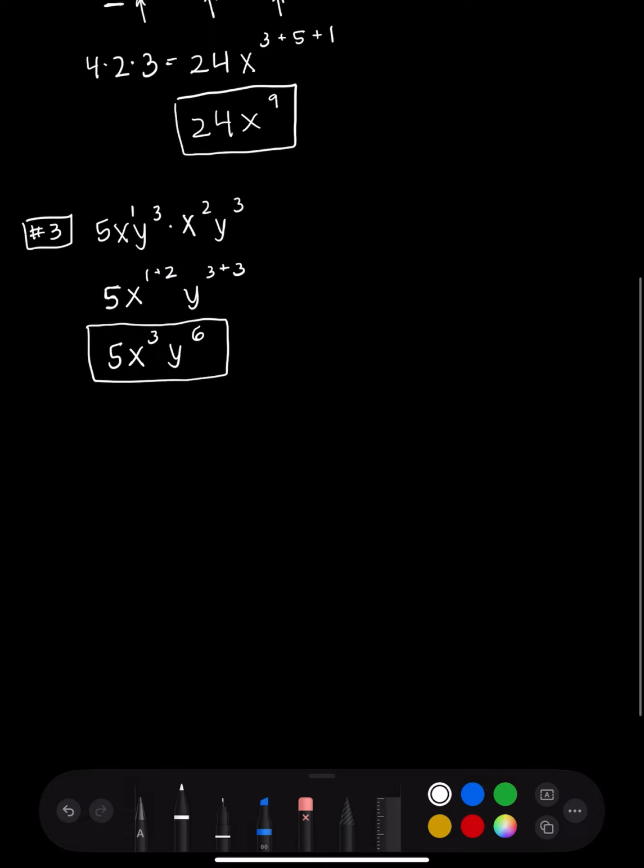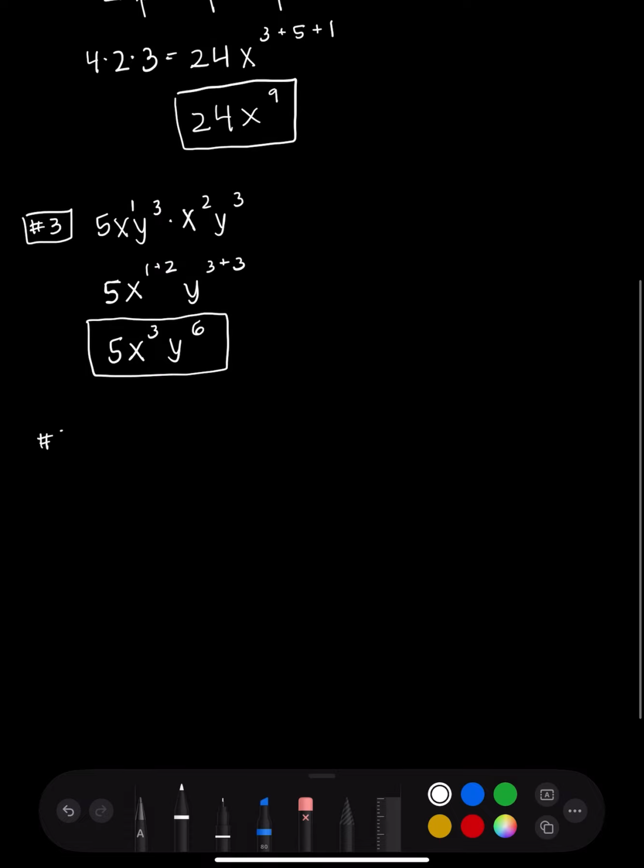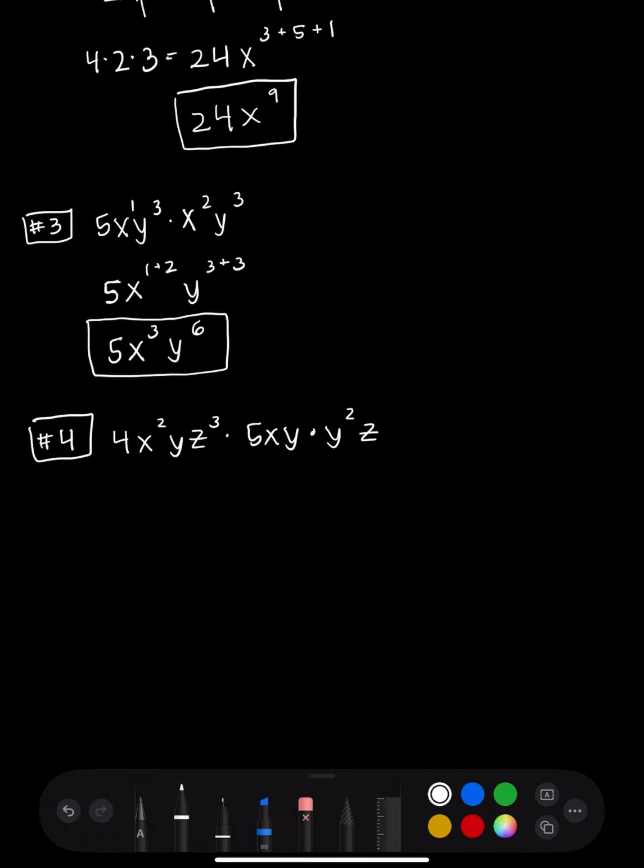Okay, let's go through one more example, and this one, of course, is the most complicated, but it still uses the exact same rules. So we have 4x squared yz cubed times 5xy times y squared z to the 5th. The first thing I'm going to do is multiply the coefficients, so the 4 and the 5. 4 times 5 gives me 20. I know that my final answer will start with a 20.